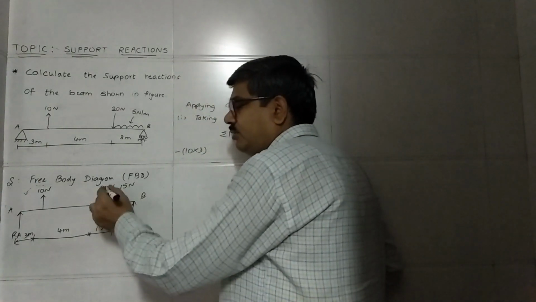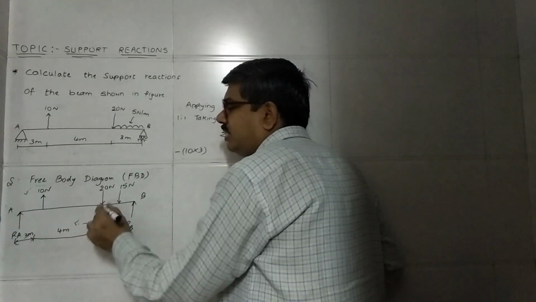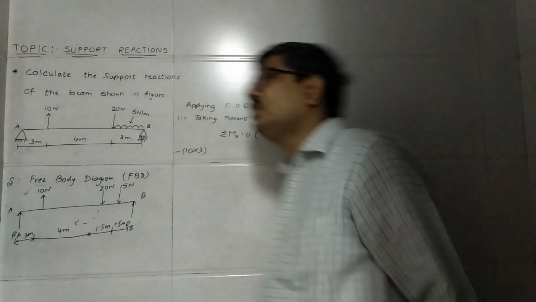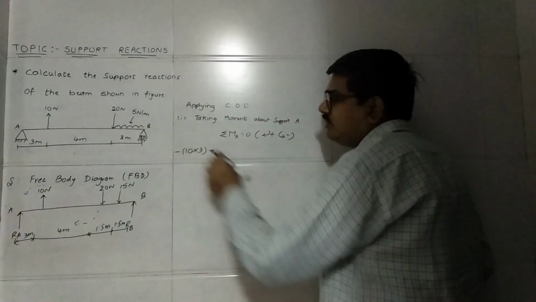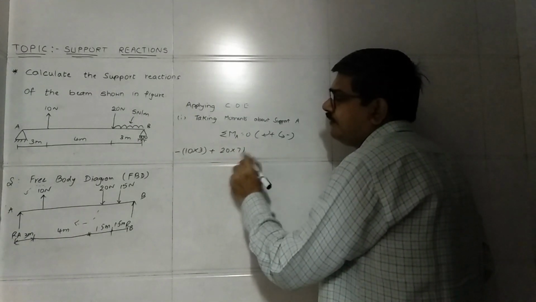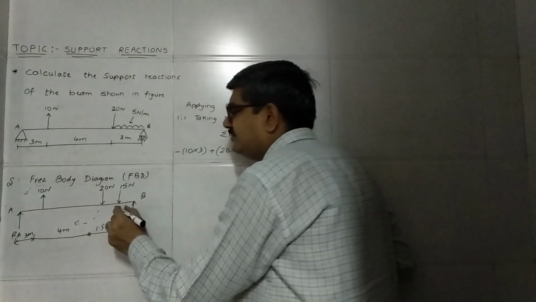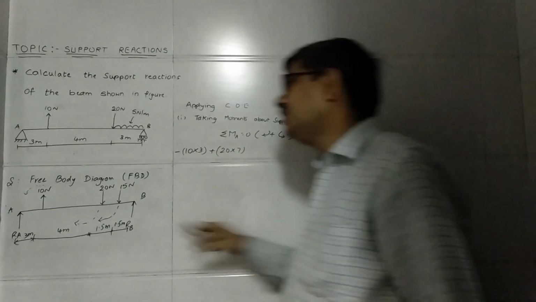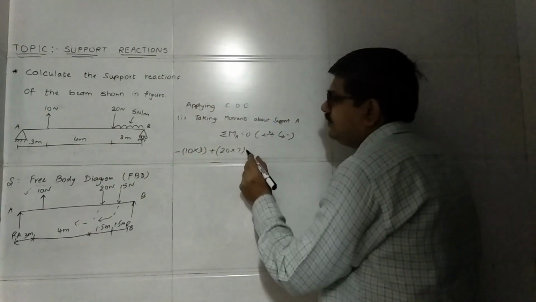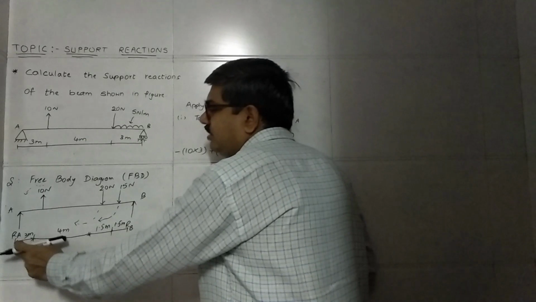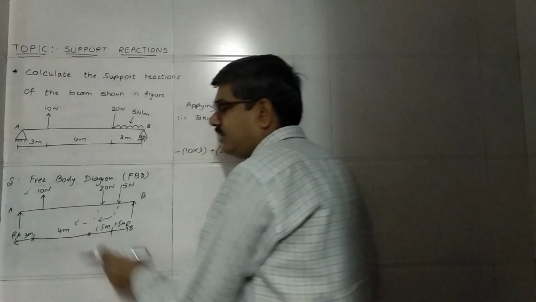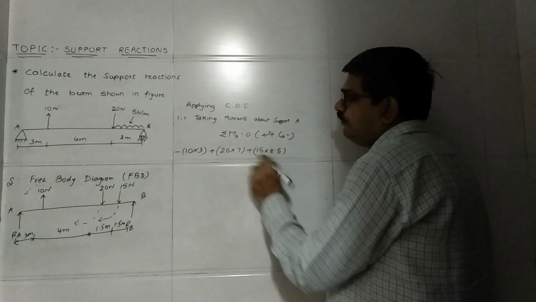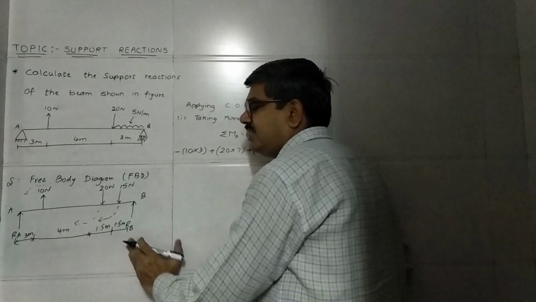Then the second force, 20 newtons. If you try to turn this towards A, it will turn in clockwise direction. The distance of 20 from A, total distance is 3 plus 4, that is 7. So plus, since it is turning clockwise, plus 20 into 7. Next force is 15. If you try to turn this towards point A, it will turn in clockwise direction, so clockwise positive. And the distance of the 15 newton force from A is 3 plus 4, 7, plus 1.5, that is 8.5. So 15 into 8.5.